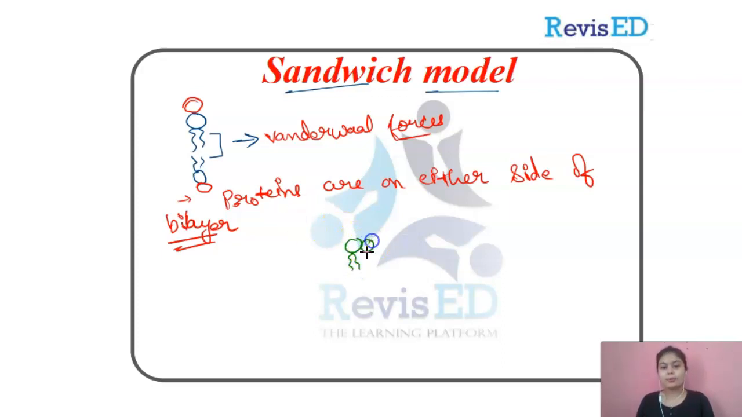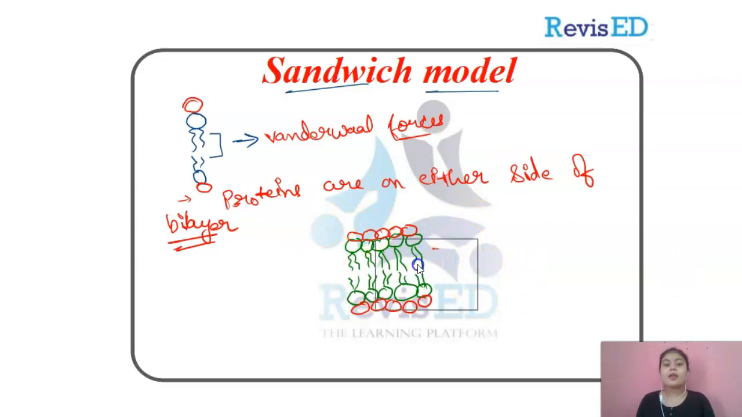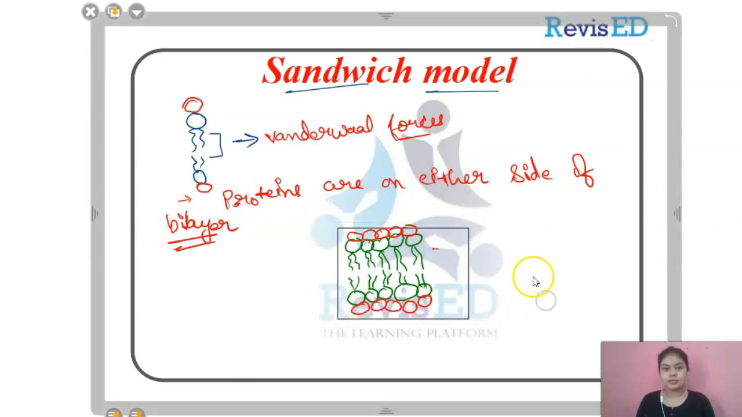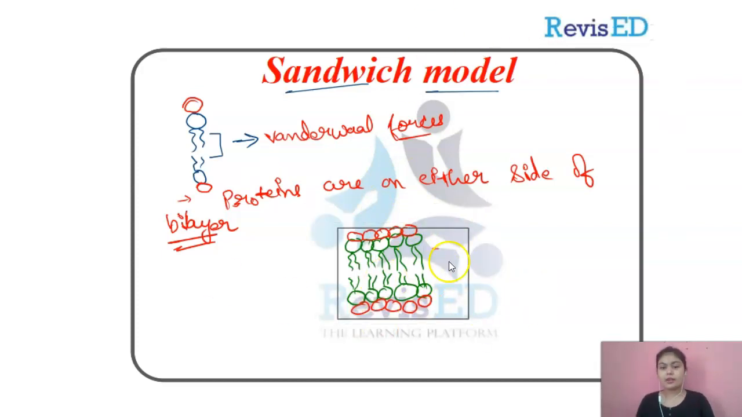Now let's see the proper diagram of our sandwich model, which is given by Daniel and Dabson. Here you can see the bilayer, which is held by van der Waals forces, and there are proteins on either side of the bilayer. Basically, this is the typical structure given by Daniel and Dabson. Here you can see this is the protein layer, and this is our phospholipid, and the force of attraction between them is van der Waals forces.